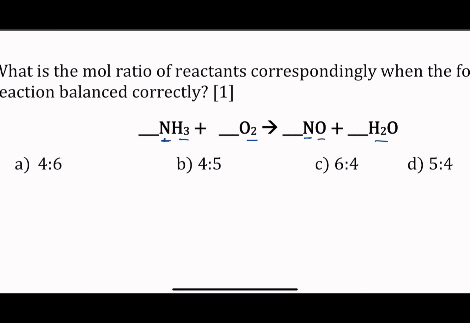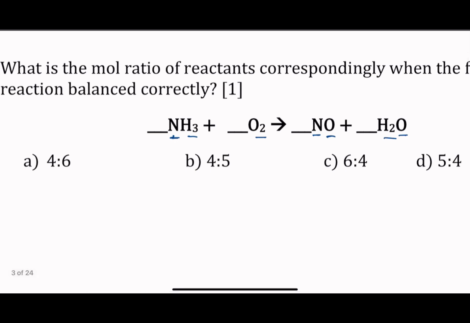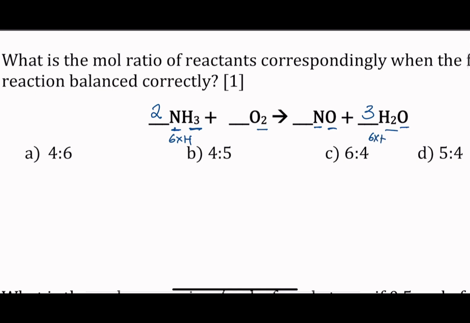So the easiest would be, let's start, and then you have also oxygen in here. So oxygens are okay, but your hydrogens are a problem. So what we can do here, we can try to make hydrogens equal to each other by multiplying this hydrogen by 2 and then multiplying the other hydrogen, the water, by 3. So now this makes 6 hydrogen here, and then you got 6 hydrogens here.